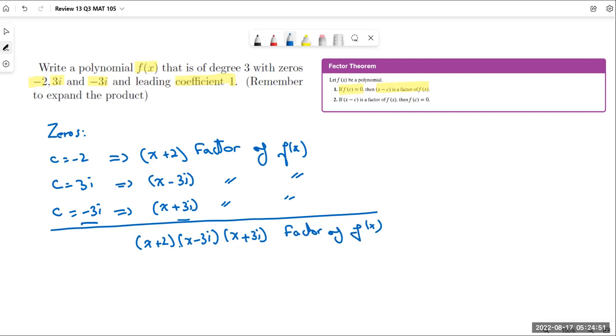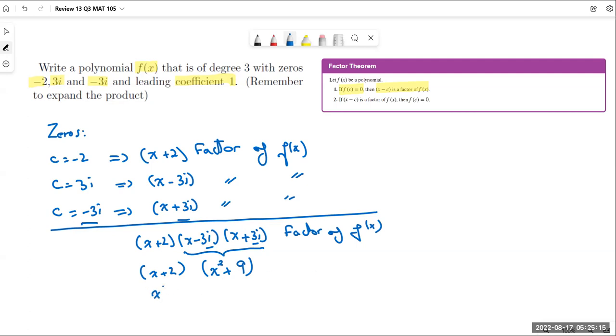So let's go ahead and multiply everything together. So this is the easiest part to multiply. There are two conjugates. Because this is a complex number, it's going to be the sum of squares. So it's going to be x squared plus 3 squared, which is 9. All right. And here, from the other hand, we have x plus 2. So then we're going to multiply it together.